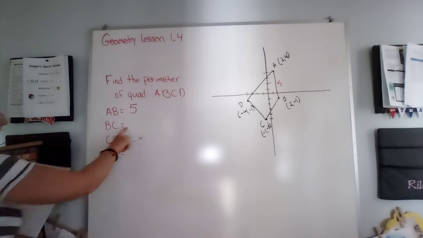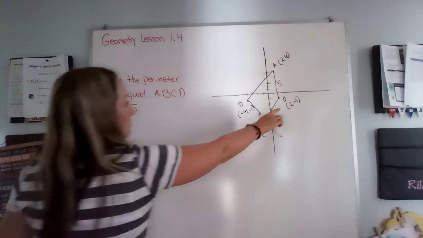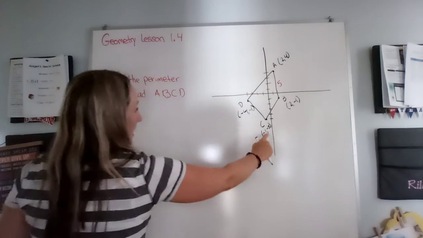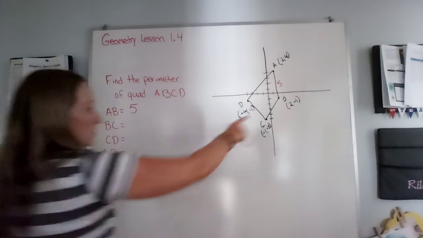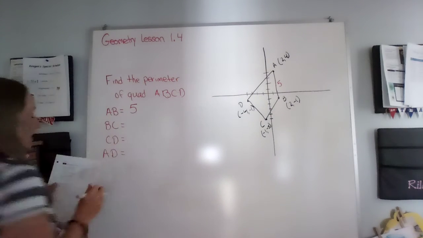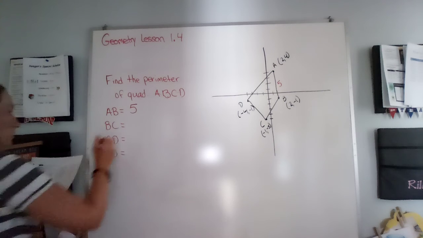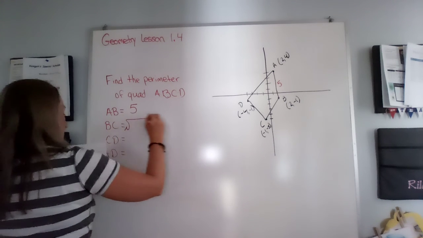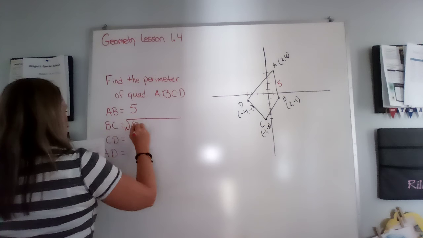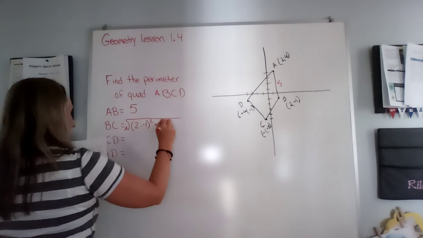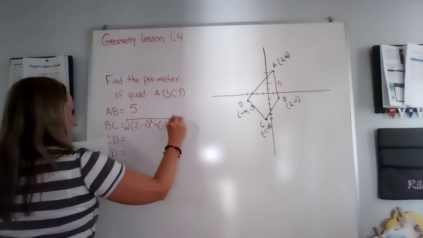So for BC, you want to find the difference between B to C. You're going to use 2 and -1 as your x coordinates and -1 and -5 as your y coordinates. Remember, the formula is to take the difference, square them, right? It's all under a square root and add them together. So your formula would be 2 minus -1 squared plus -1 minus -5 squared.